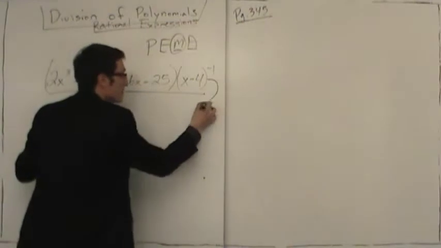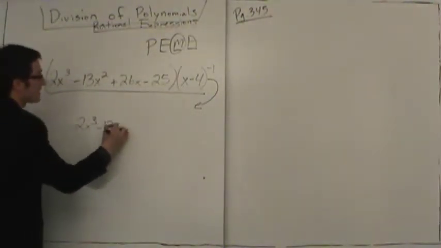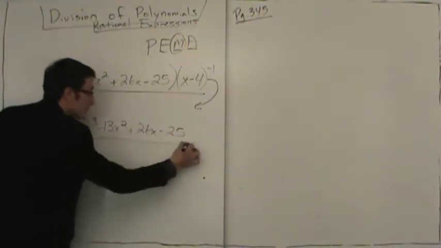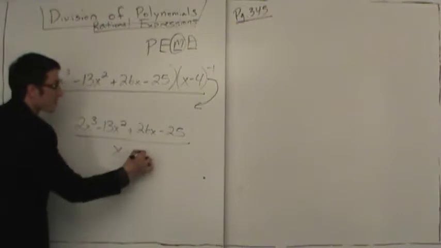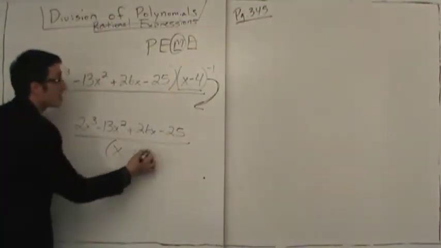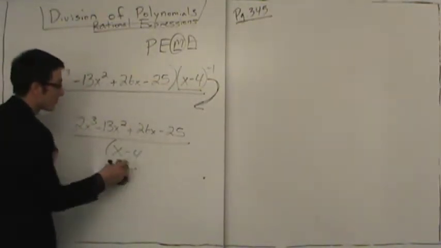binomial moves where? To the bottom. So we're actually looking at 2x to the third minus 13x squared plus 26x minus 25 divided by x minus 4. So the x minus 4 moves from the top to the bottom, and the exponent changes from negative 1 to positive 1. So we're actually looking at x minus 4 to the positive 1 power.